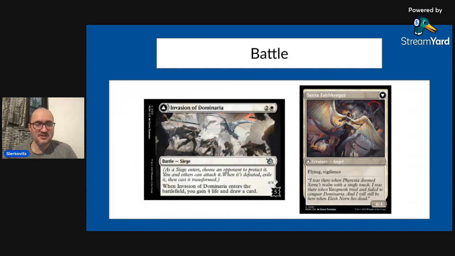And there's already a question in the chat. Is that a new type of card? Yes, it is a new type of card, completely new. So just to explain what is happening, we have Invasion of Dominaria. That's a 3-mana spell, 2 and a white. Battle, Siege. And you play it on your turn as a permanent, so it has the sorcery speed kind of casting cost. And as it enters the battlefield, you choose an opponent.